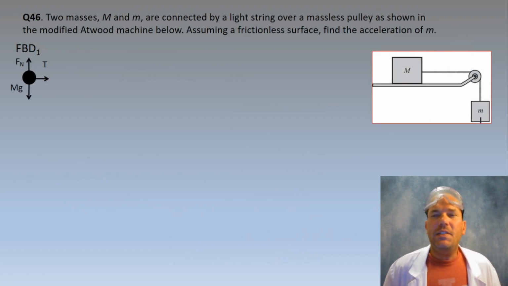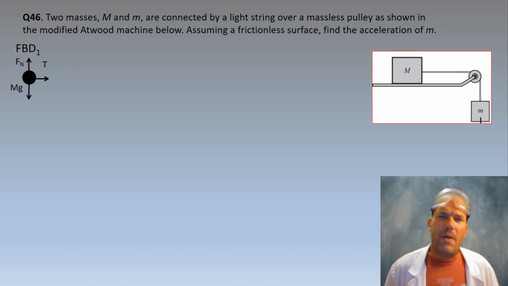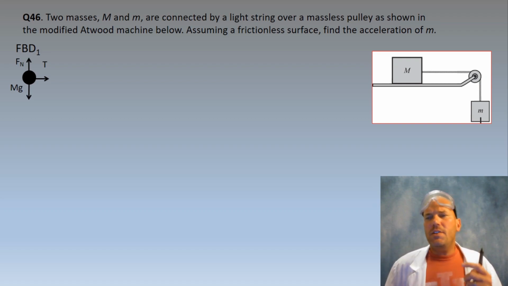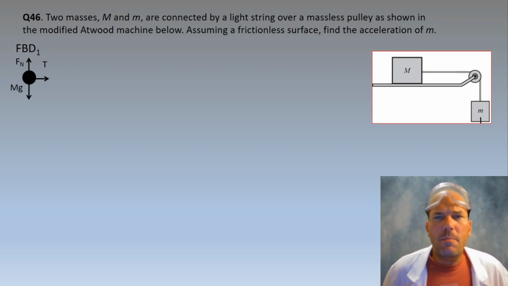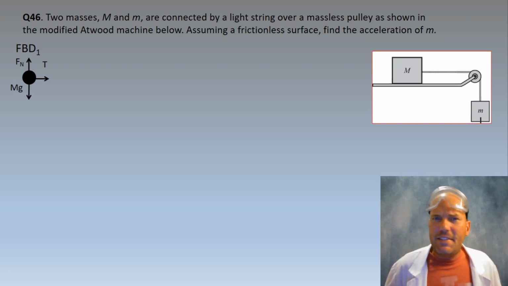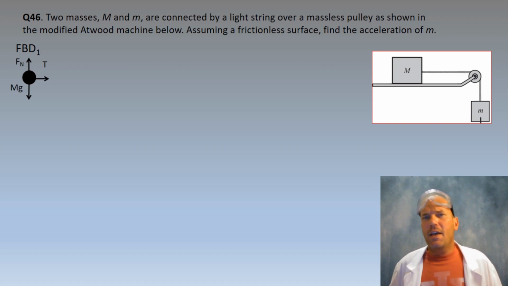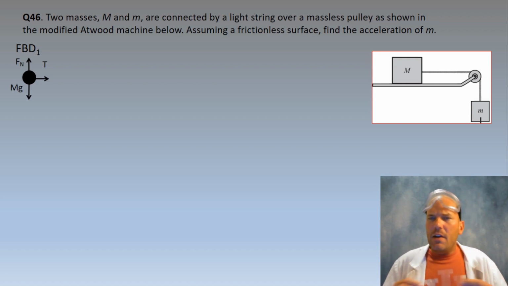In question 46, now we have a modified Atwood machine, and we have our two masses connected by a light string over a massless pulley, as shown. Assuming this surface is frictionless, find the acceleration of mass M. Well, the smaller mass, which is indicated with a lowercase m, will have the same acceleration as the larger mass, M, because they are a system. They are connected by a light string.